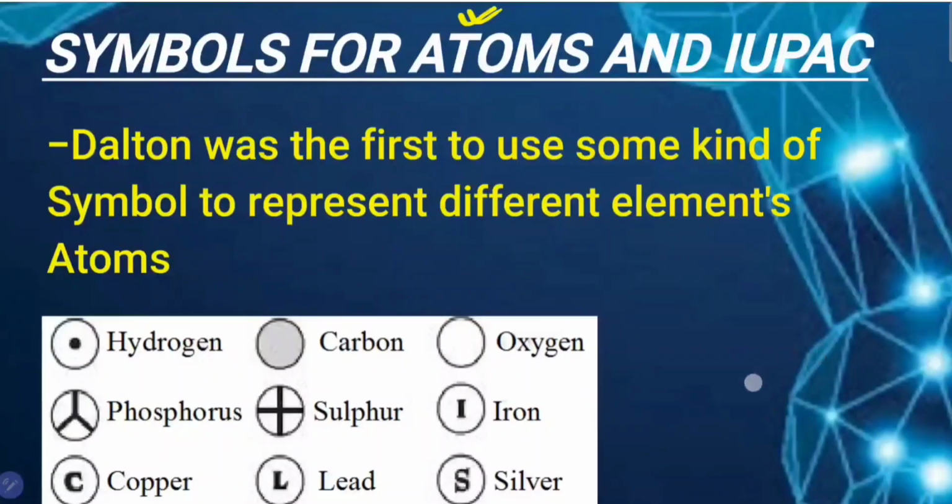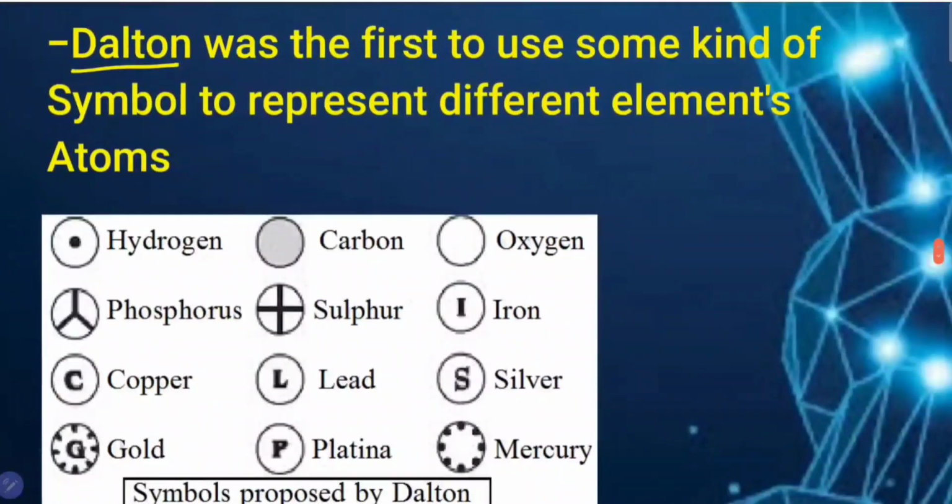In this video we will talk about how symbols evolved as time progressed, and why they evolved. Dalton, the person who proposed Dalton's atomic theory, was the first to use symbols to represent different types of atoms. This image shows the symbols he used for different elements. The number of elements in those times was very small because not many had been discovered.